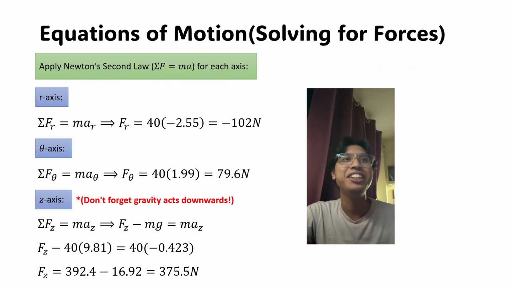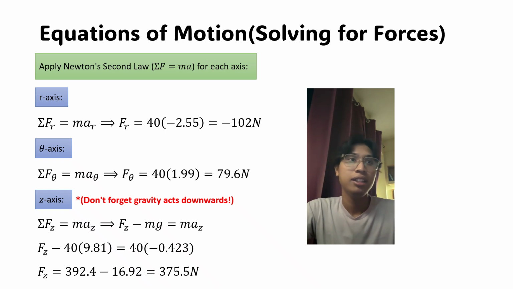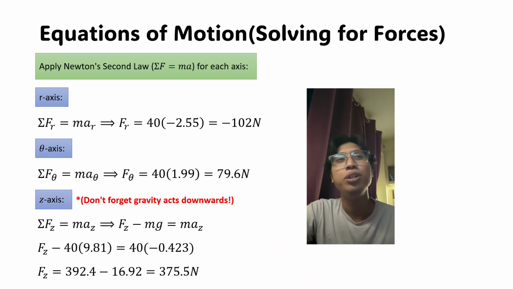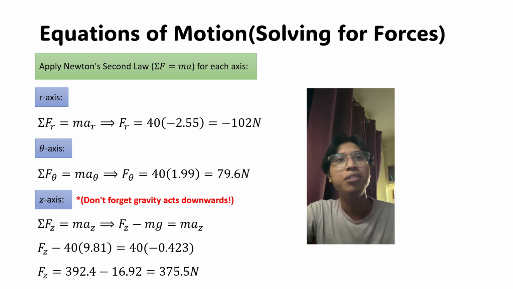Equations of motion. After finding the acceleration components, we apply Newton's second law, sigma F equals ma, along each coordinate direction. First, for the radial direction, I apply Newton's second law along the r-axis: sigma F in the r direction equals ma sub r. The equation gives the force required to keep the boy moving along the curved spiral path. Here, the force in the radial direction is represented by the normal reaction component of the slide. By substituting the values of mass and radial acceleration, we obtain negative 102 Newtons.